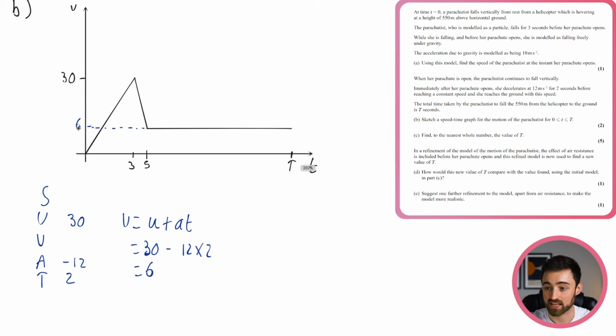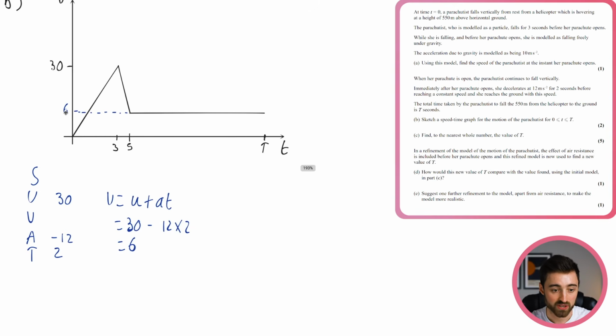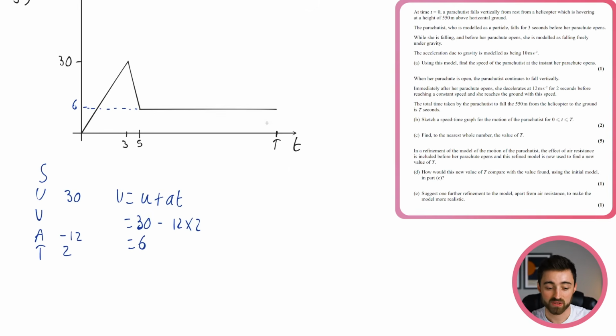The next part says, find to the nearest whole number the value of t. So t is the only unknown on this, isn't it, really? So I can probably use some other nice piece of information to get it. I have not yet cashed in the fact that in this whole graph, all this motion, the total distance travelled is 550 meters. But here's the thing. I can get the total distance travelled from the area under a speed-time graph. So if I just get the area of all of this, set it equal to 550, I can get an equation with t in it.